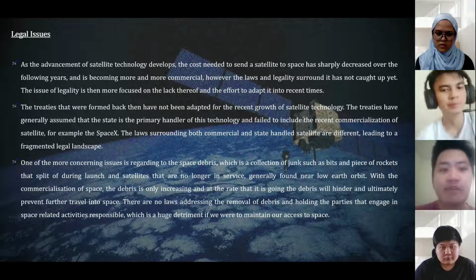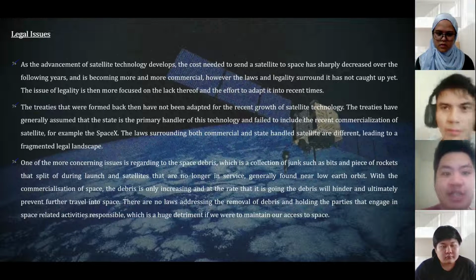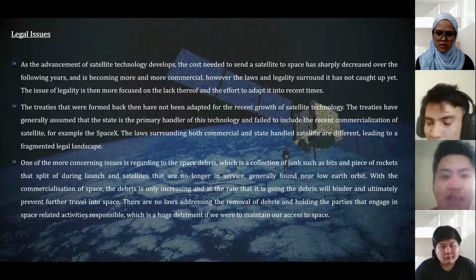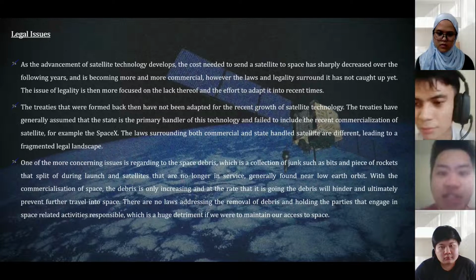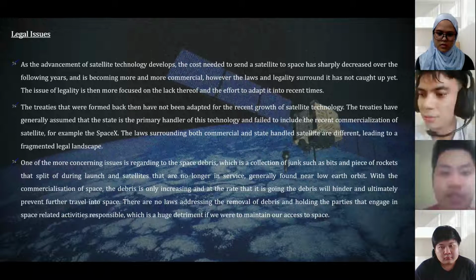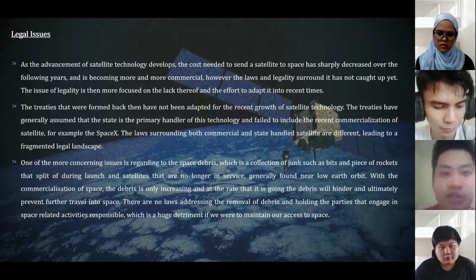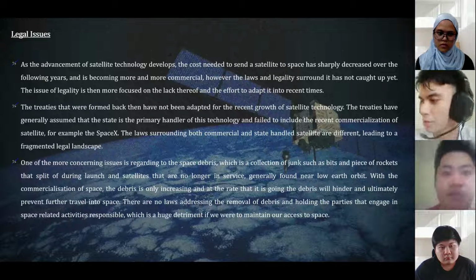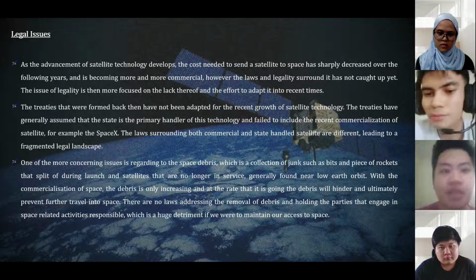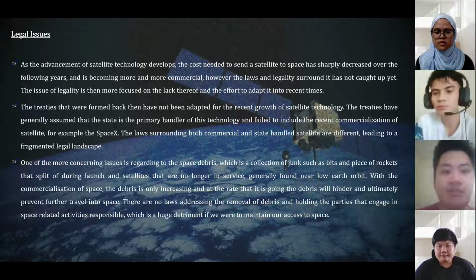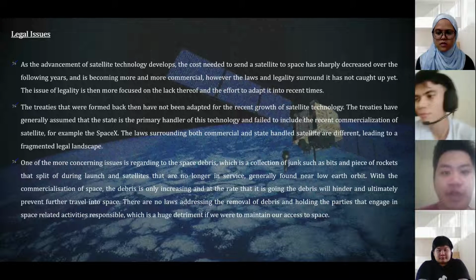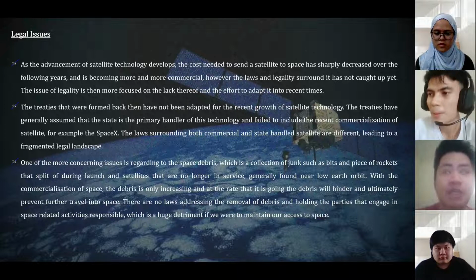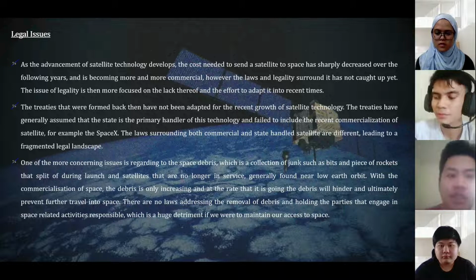As satellite technology advances, the cost of sending satellites to space has sharply decreased over the years, and it is becoming more and more commercial. But the laws and legality surrounding it have not caught up yet. The issue of legality is more focused on the lack thereof and the effort to adapt in recent times.